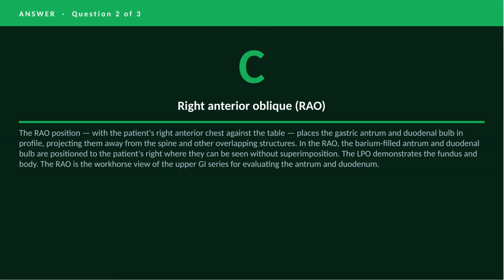The answer is C, right anterior oblique, RAO. The RAO position places the gastric antrum and duodenal bulb in profile, projecting them to the right away from the spine. The LPO demonstrates the fundus and body. The RAO is the workhorse view of the upper GI series for antrum and duodenal evaluation.